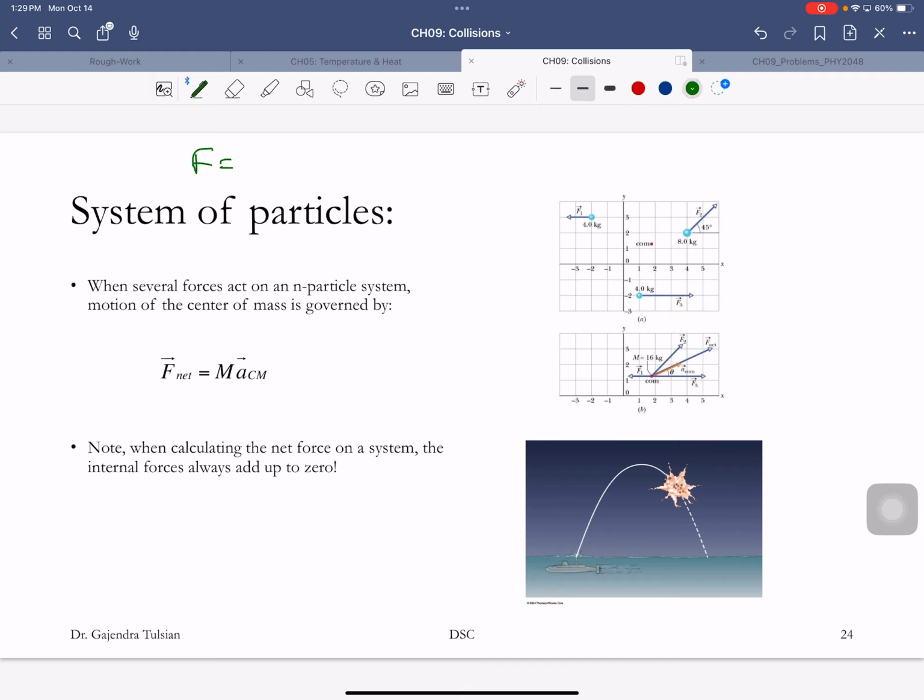When was this equation true? When is this equation true? The mass isn't changing. Very good, my friend. When the mass doesn't change, okay?